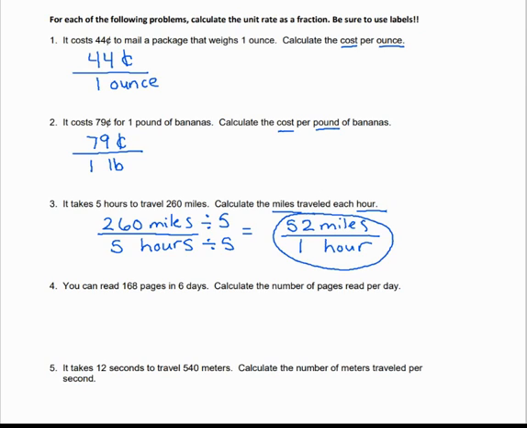So if the denominator is not already 1, to make it a unit rate, we have to make it a 1 by dividing by whatever that denominator is. And if you do it to the denominator, do it to the numerator.